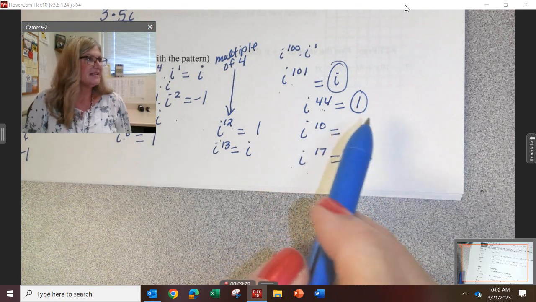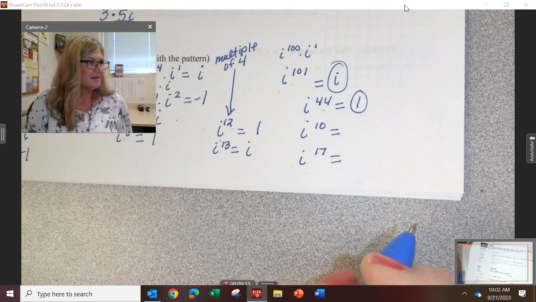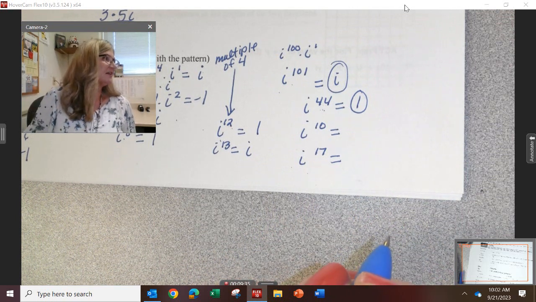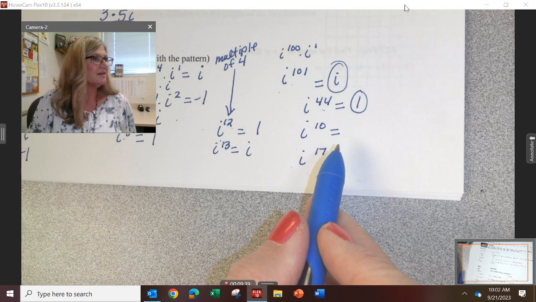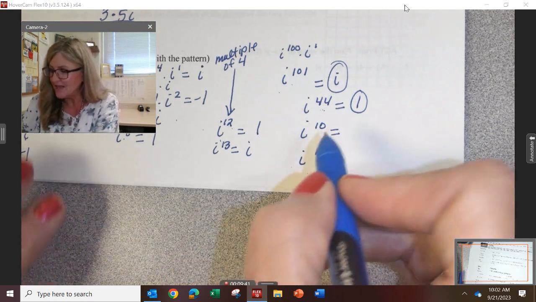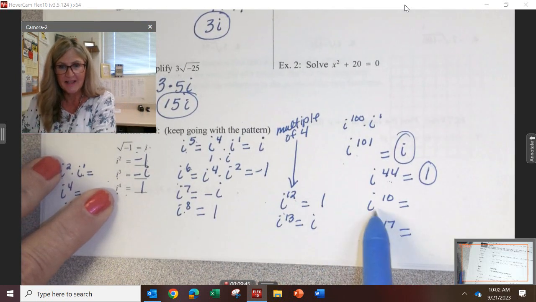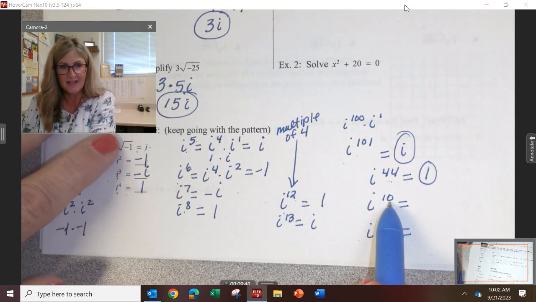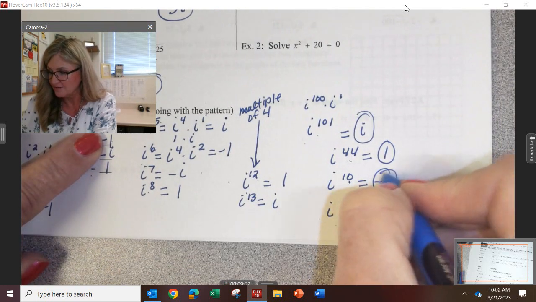Okay, i to the 10th. Let's go with you, Ethan. What do you think? Negative 1. Did anyone else get negative 1? Good. I can think of this as i to the 8th is 1. And then this is going to be i to the 9th, i to the 10th. Has to be negative 1. Good.